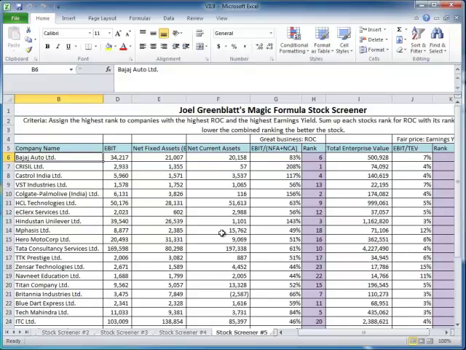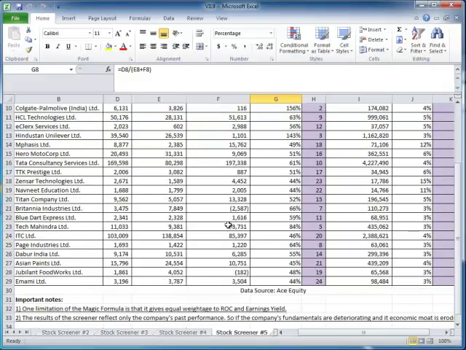Okay, so as you can see, the Magic Formula Stock Screener is fairly straightforward to apply. You do need a few more items of information, so you do need a bit more from the balance sheet or the income statements. So you need net fixed assets, you need net current assets, then you need earnings before interest and taxes. And then you also need the total enterprise value, and all that together will allow you to use this stock screener in order to rank the companies.